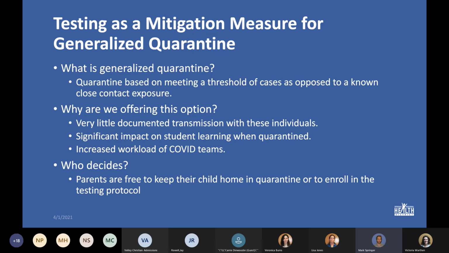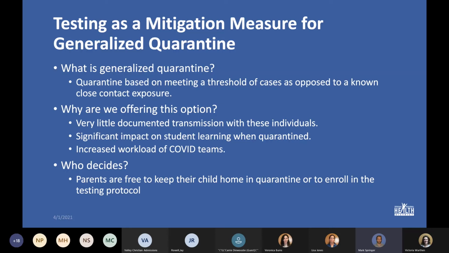So if you have, in level 1, 2 cases in a classroom and you would normally quarantine the classroom, this is a way that those people who are quarantined just because they're in the classroom, they're not a close contact, could stay in school. This is not a way that someone who is an identified close contact can return to school. A close contact is going to be quarantined regardless of any testing that's done. But we are offering this option because it does have some benefits.